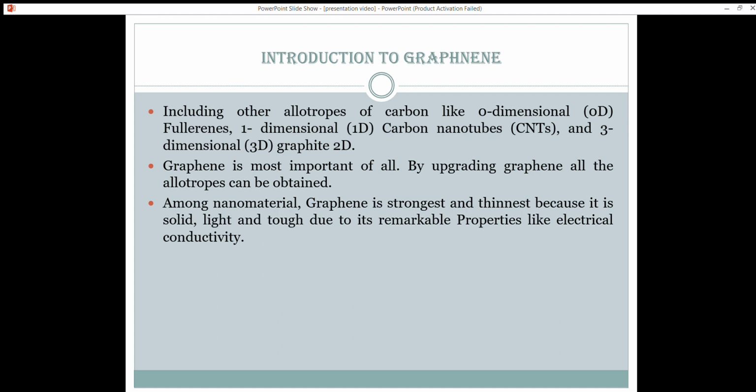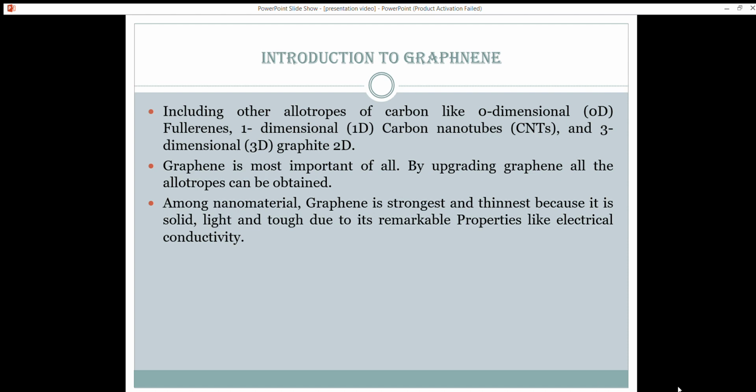So what are zero-dimensional materials? Zero-dimensional materials are those which have all of their dimensions in the nanoscale. One-dimensional nanomaterials have only two dimensions in the nanoscale, and two-dimensional nanomaterials have only one dimension in the nanoscale. So graphene is the strongest and thinnest because it is light, solid, and tough due to its remarkable properties like electrical conductivity.